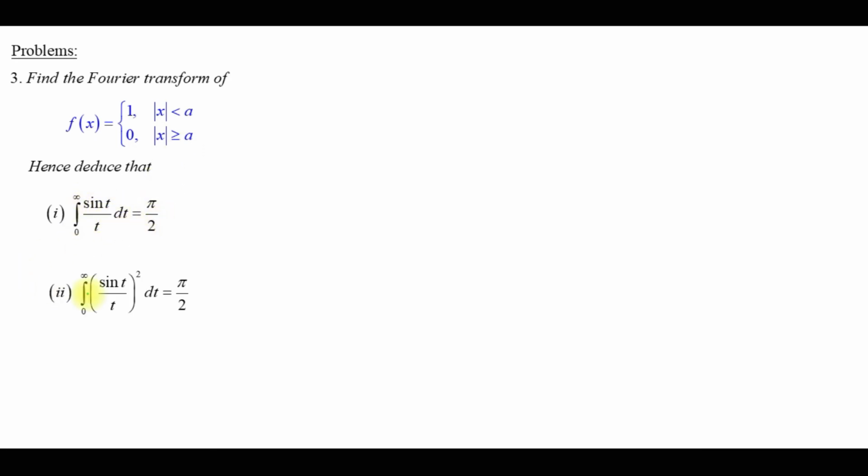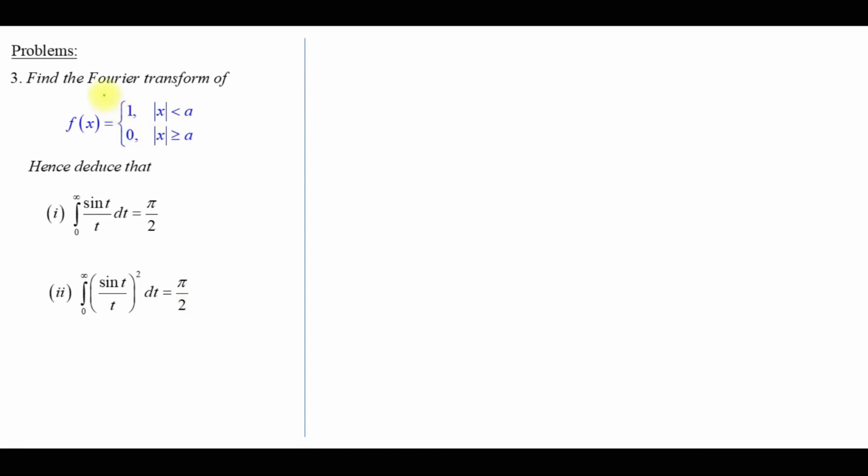Problem number 3. Find the Fourier transform of f of x equal to 1 when mod x less than a, 0 when mod x greater than or equal to a. Hence, deduce that the integral from 0 to infinity of sin t by t dt equals pi by 2, and the integral from 0 to infinity of (sin t by t) whole square dt equals pi by 2.